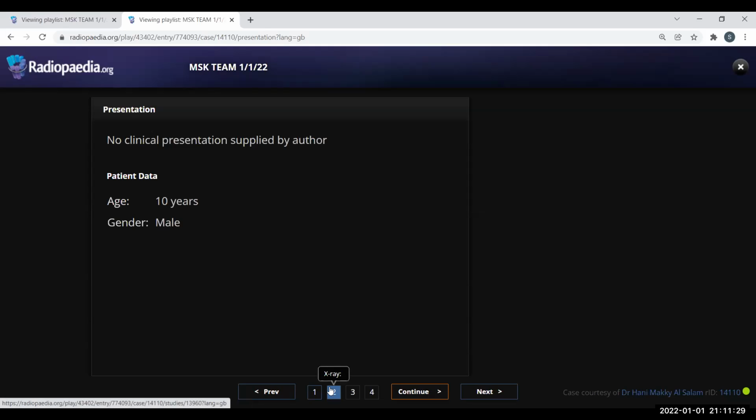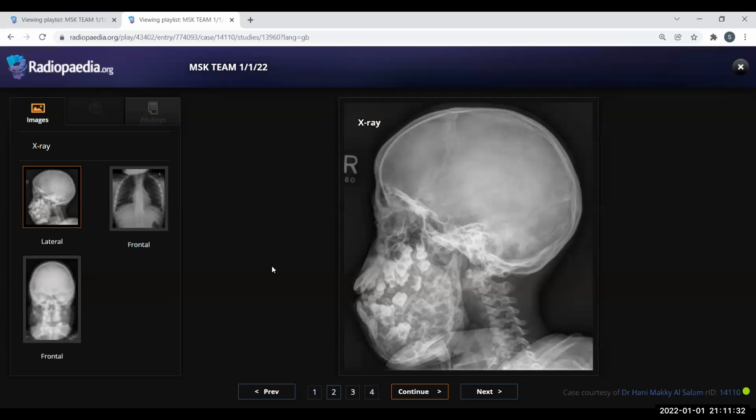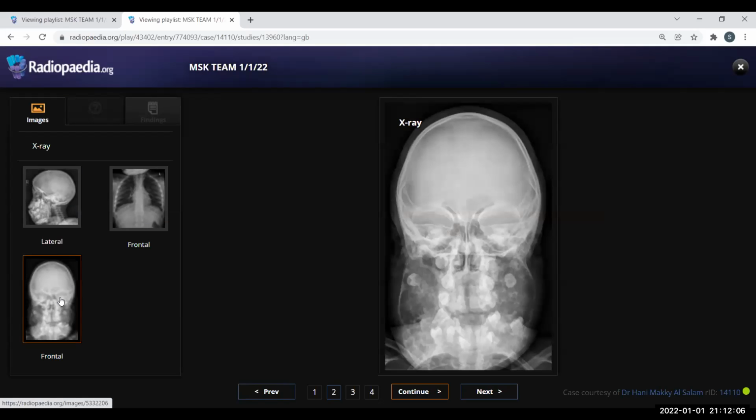Okay. It's a 10-year-old male. I have been provided with a lateral X-ray of a 10-year-old male, and I can see there's an expansile lytic lesion in the mandible, and it has a sort of bubbly appearance, and it is involving the whole of the mandible, and this is also involving the other parts of the facial bones on this view. On the frontal view, yes, it is involving both the maxilla and the mandible and the zygomatic bones in the face.